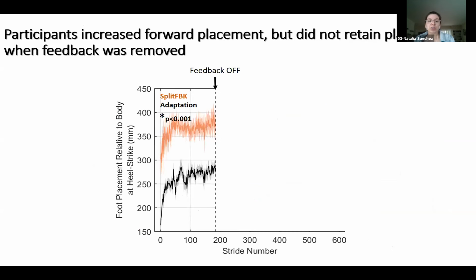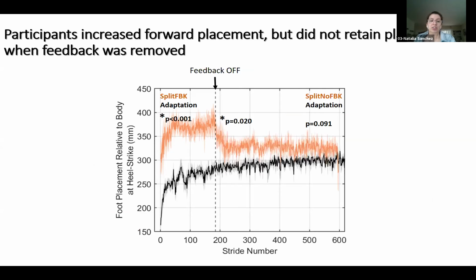So for our results, we actually saw that participants increased foot placement. So here we can see in orange that with the guided feedback, they do bring their leg on the fast belt further forward. And this is significantly different from traditional adaptation, which I'm showing here in black. But when I turn the feedback off, you can see that they gradually move back towards where they would be if they were adapting normally.